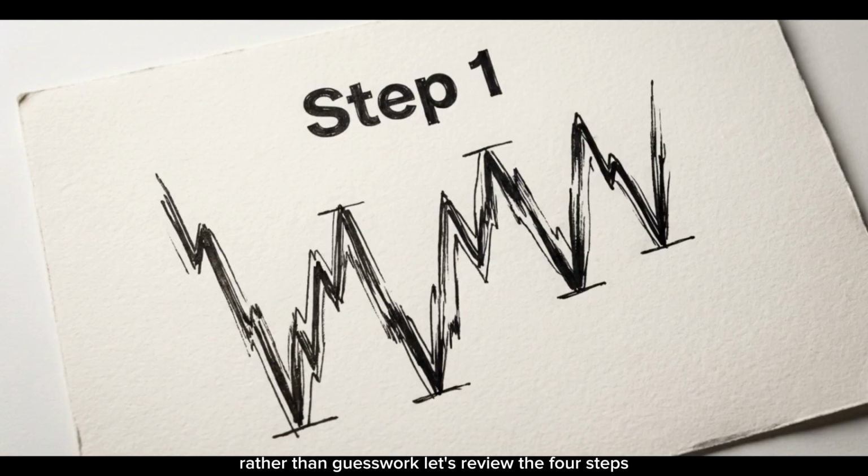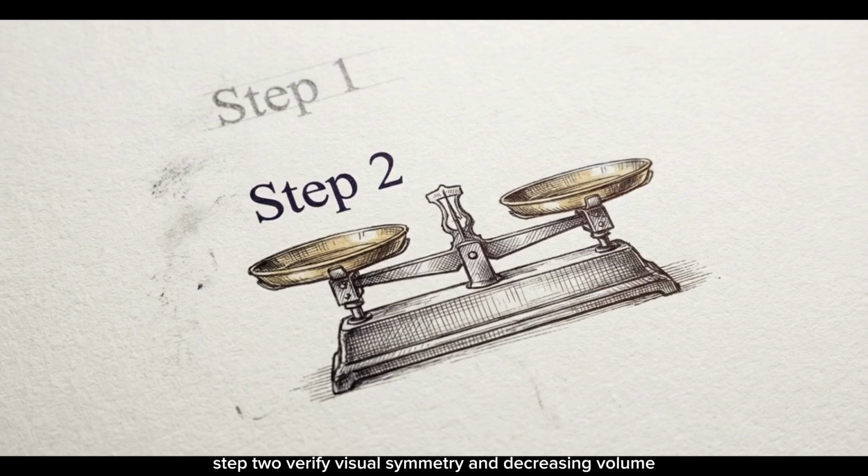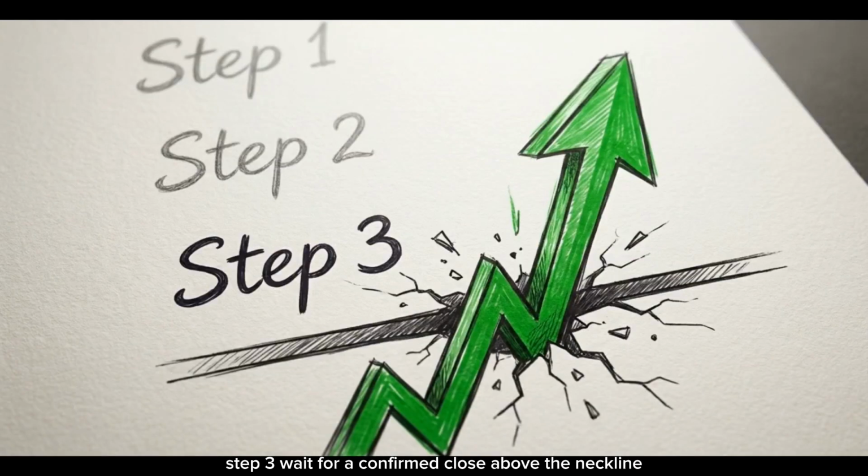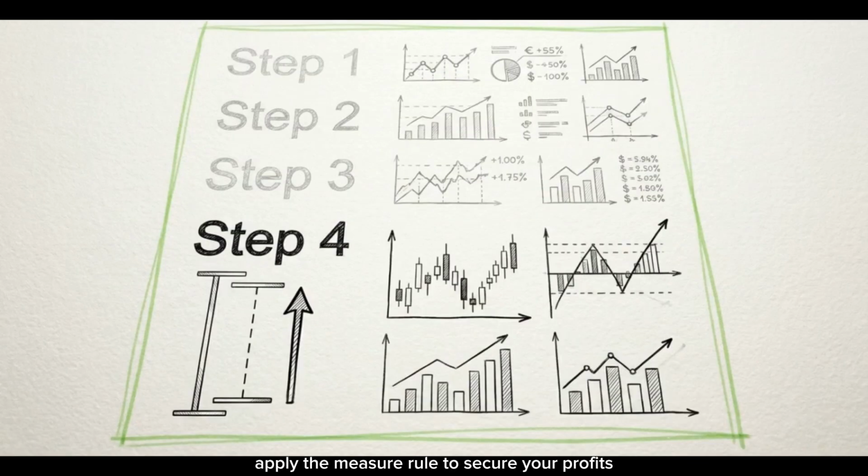Let's review the 4 steps. Step 1, spot the multiple troughs. Step 2, verify visual symmetry and decreasing volume. Step 3, wait for a confirmed close above the neckline. And step 4, apply the measure rule to secure your profits.